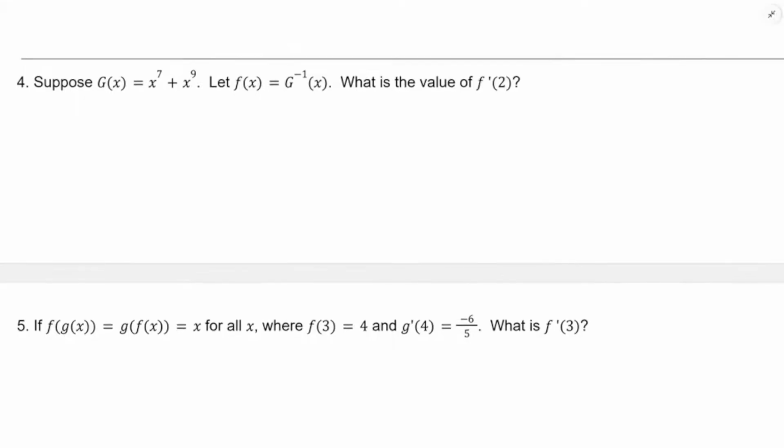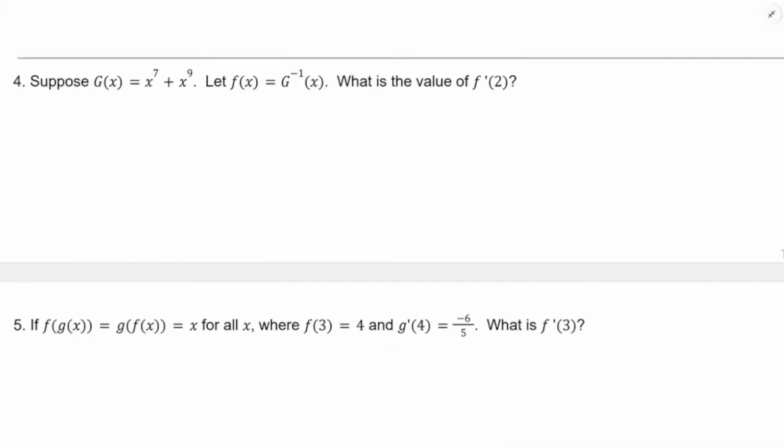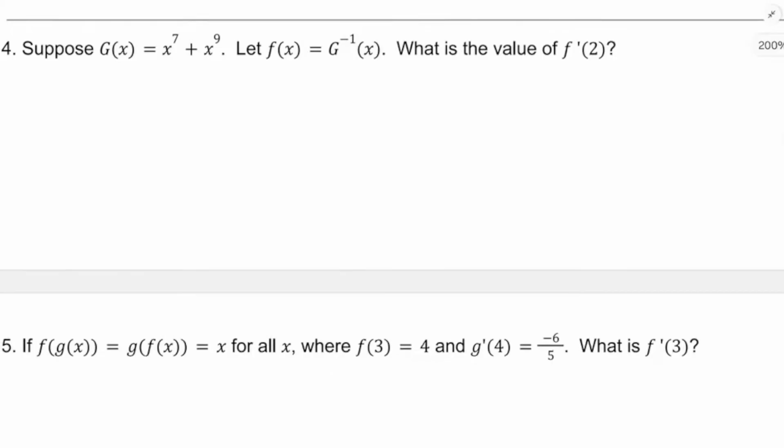G of x equals x to the 7 plus x to the 9. Let f be g inverse. Yeah, okay, I see how this is working. I hadn't thought this through, but I definitely graphed all these and made sure they were invertible.